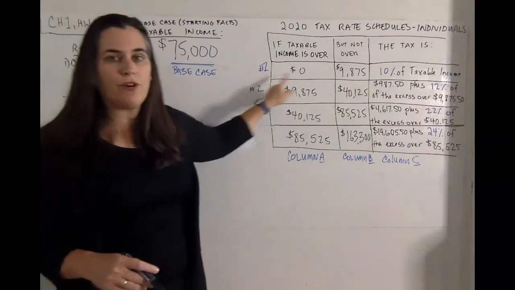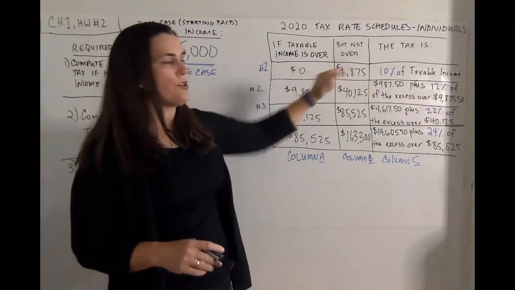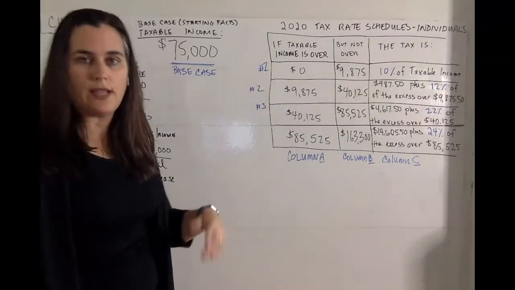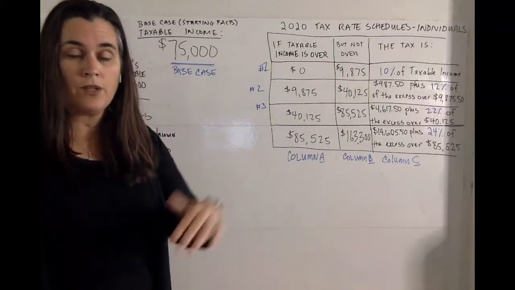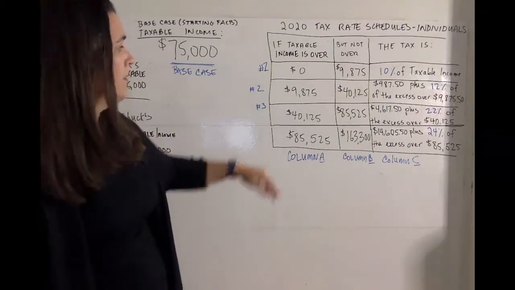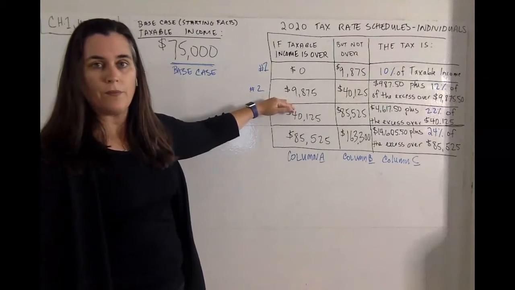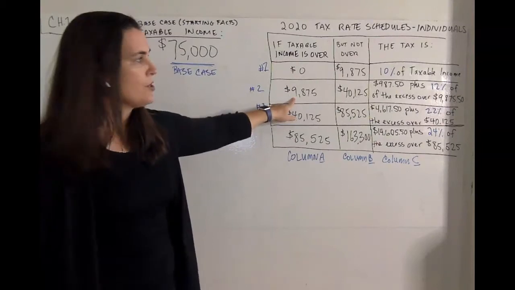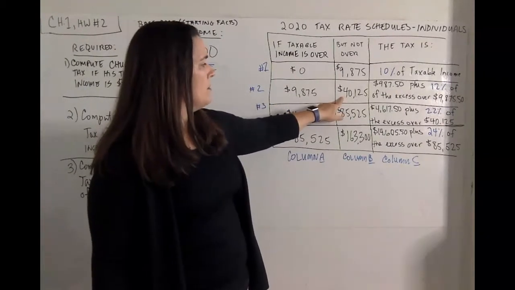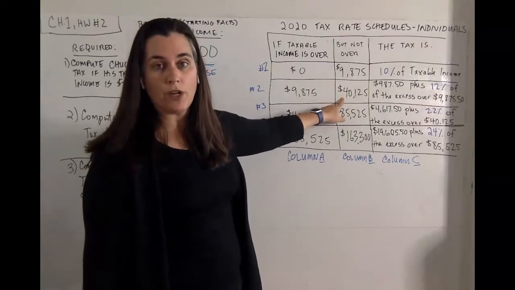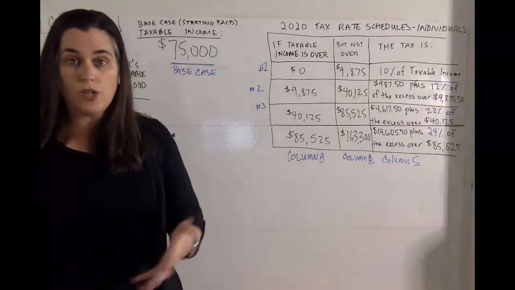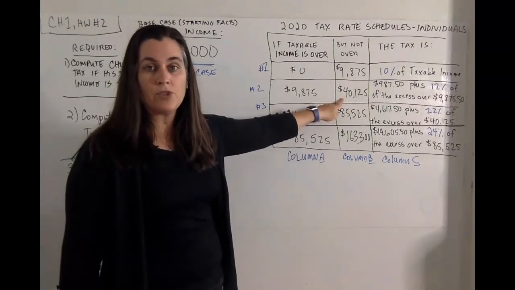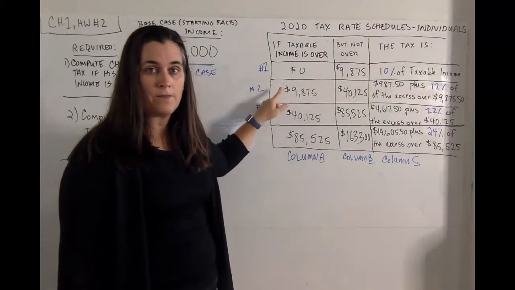So I've got it here. The first row is the range of income of $0 to $9,875. Does Chuck fall within that range? And the answer, of course, is no. His income is higher. Because his taxable income is higher, I'm going to move down to the next row. And I'm going to see, okay, is his taxable income over $9,875 and less than $40,125? And the answer, of course, is no. His taxable income is $75,000, which is higher than that number.